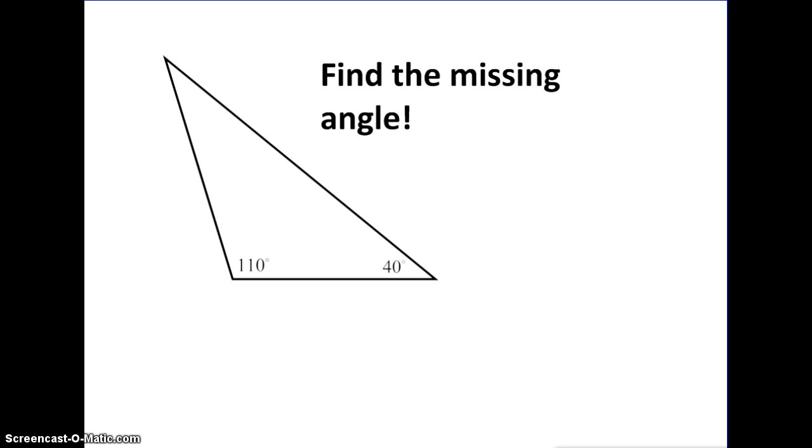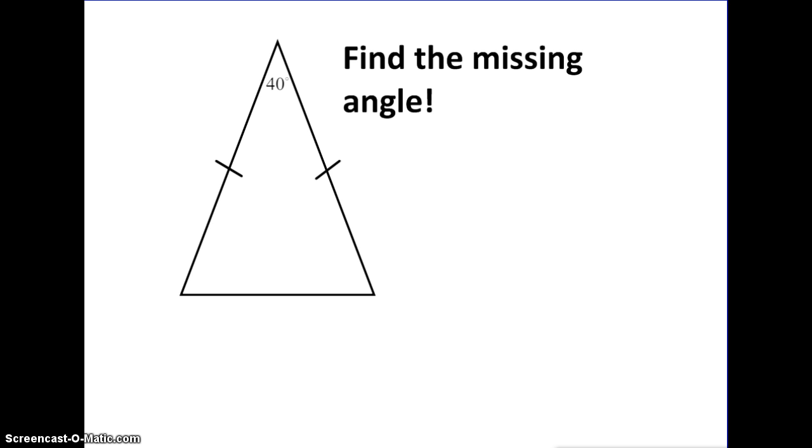Alright, so we need to find the missing angle. Remember that the angles need to add up to 180 degrees. So 180 minus 110 minus 40 is going to give us 30 degrees. So the missing angle here is 30 degrees. You can always go back and check your work by adding 110, 40, and 30 to verify that you have 180 degrees.